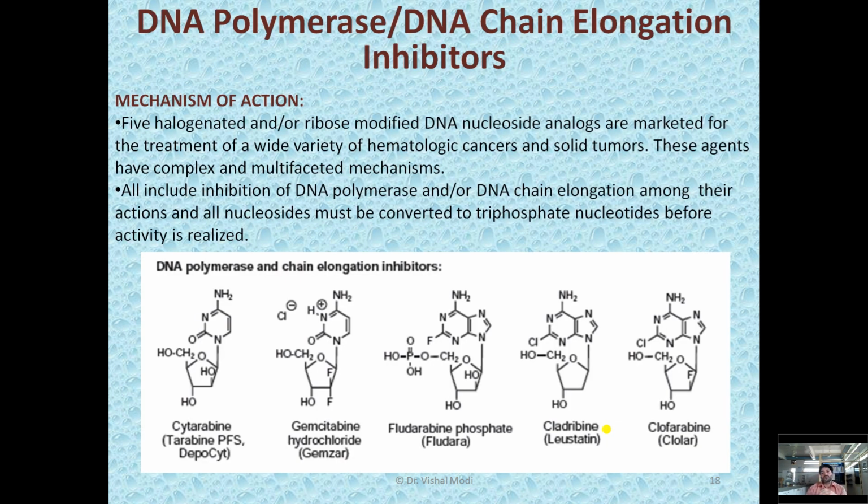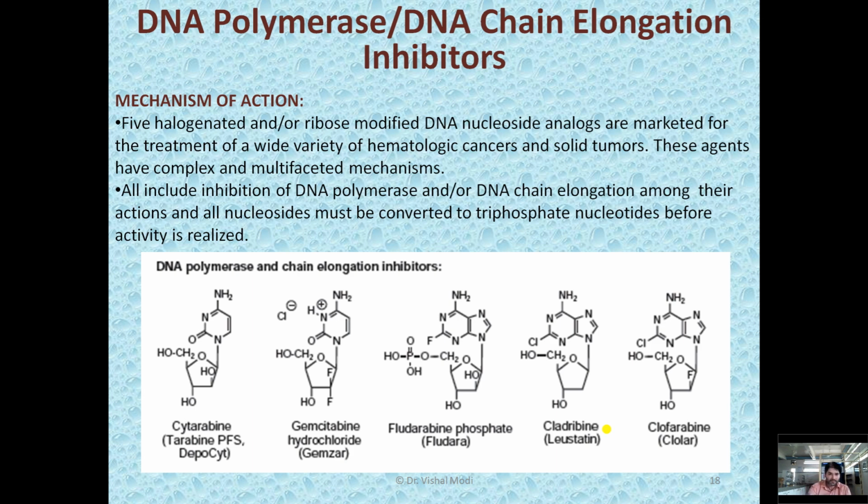Now, we are going to discuss the DNA polymerase DNA chain elongation inhibitors. Mode of action: 5 halogenated and ribose modified DNA nucleoside analogues are marketed for the treatment of a wide variety of hematological cancers and solid tumors. These agents have complex and multifaceted mechanisms. All include inhibition of DNA polymerase and DNA chain elongation among their actions, and all nucleosides must be converted to triphosphate nucleotides before activity is realized.